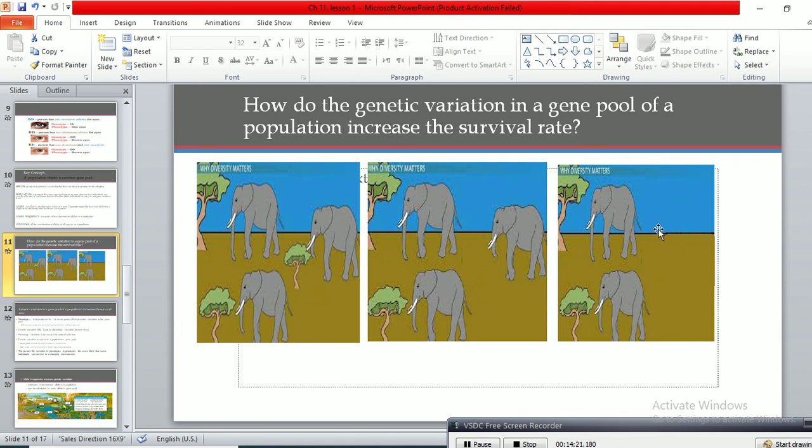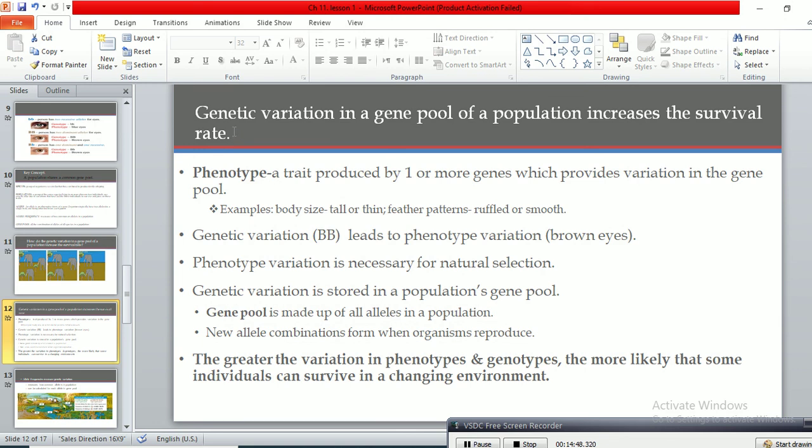And these short trees do not exist anymore. All of them will go extinct, or all of them will migrate from this habitat. Right? But because there is variation here, there are medium and short, the survival rate for the whole population increases, because there is a great chance for the medium and the long trunk elephants to be fit to this environment and survive. Okay? So that's why the genetic variation in the gene pool of a population increases the survival rate.